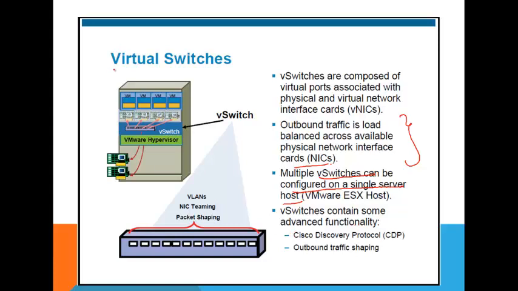though we don't have Nexus 1000V, though it is VMware, still it supports Cisco Discovery Protocol. It should contain the same advertised functionalities like CDP and outbound traffic shaping. All these are there by default on vSwitches, not given through Cisco Nexus 1000V. This is there by default on vSwitches. These vSwitches can be identified by CDP.